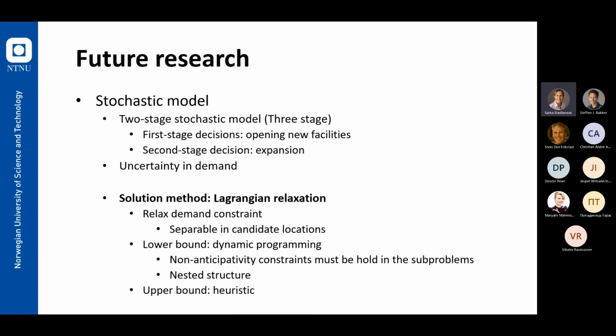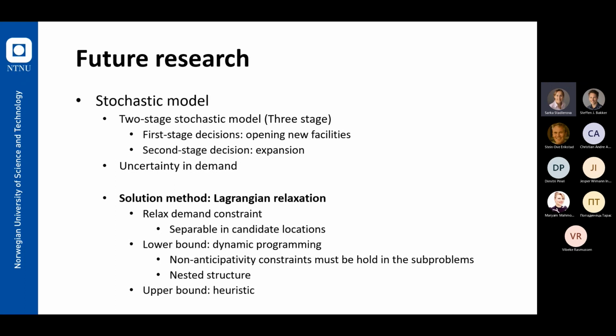And also the expansion in the second stage provides a lot of flexibility. So then it's quite easy to react to growing demand if we have the option to expand in the second stage. But what we need in order to improve the solutions is a good solution method that can provide good solutions for more scenarios. And so far, it seems that it could be Lagrangian relaxation.